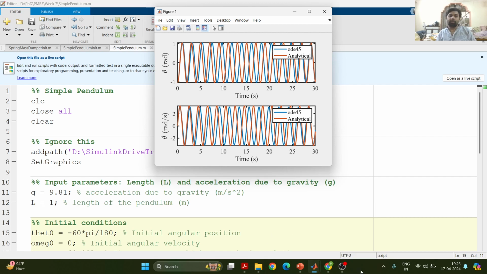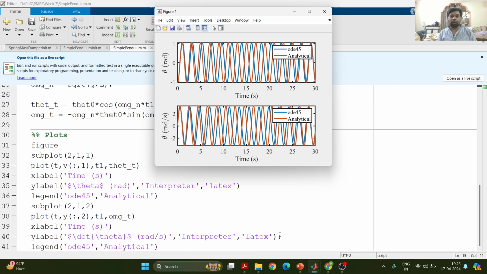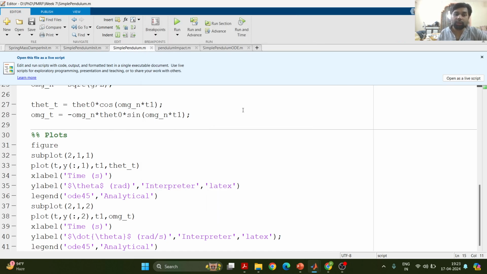So this was the demo I wanted to show for a simple pendulum using MATLAB. Any questions or comments?